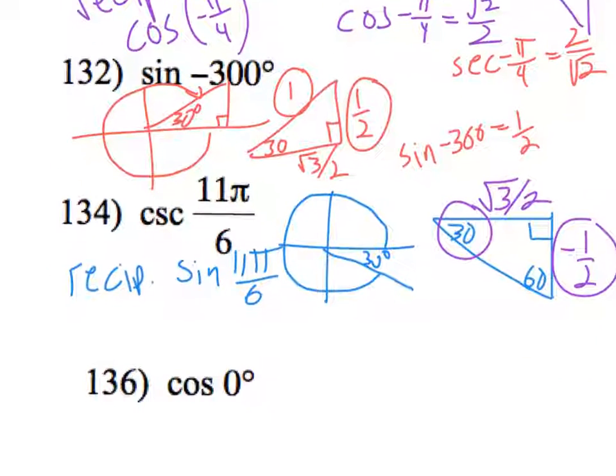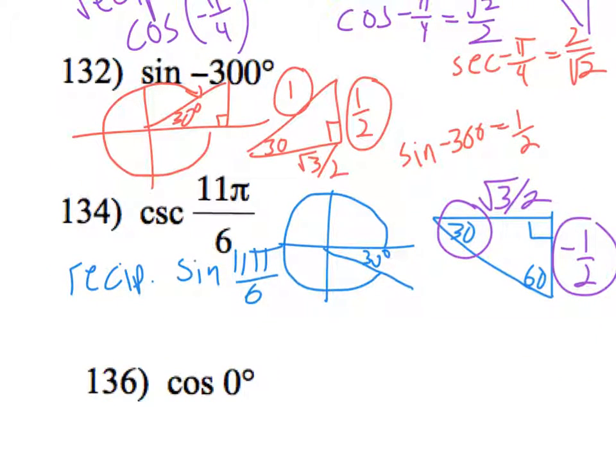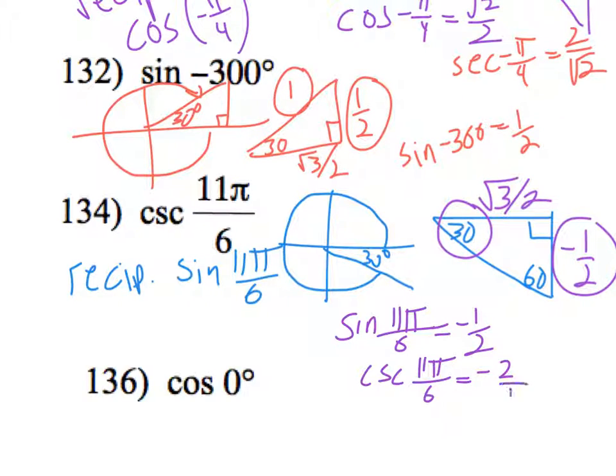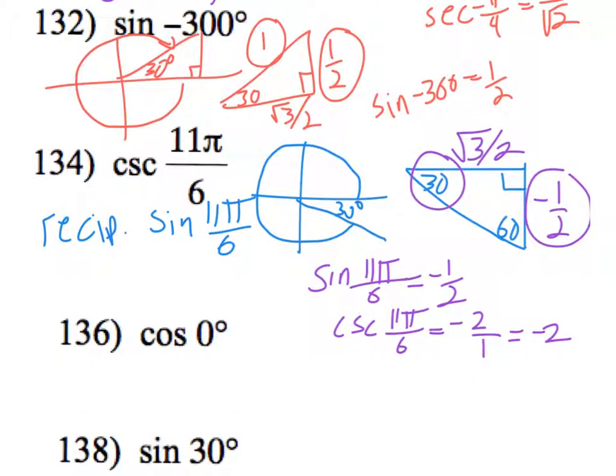All right, I'm going to scroll a little bit. And looking at this, so if sine of 11 pi over 6 is negative a half, that means that cosecant of 11 pi over 6 is negative 2 over 1, or just negative 2. And since I scrolled up to it, let's talk about cosine of 0, because we don't have a good triangle for this. And the best way for us to think about this is at 0 degrees on my circle, we're looking at the point 1, 0.